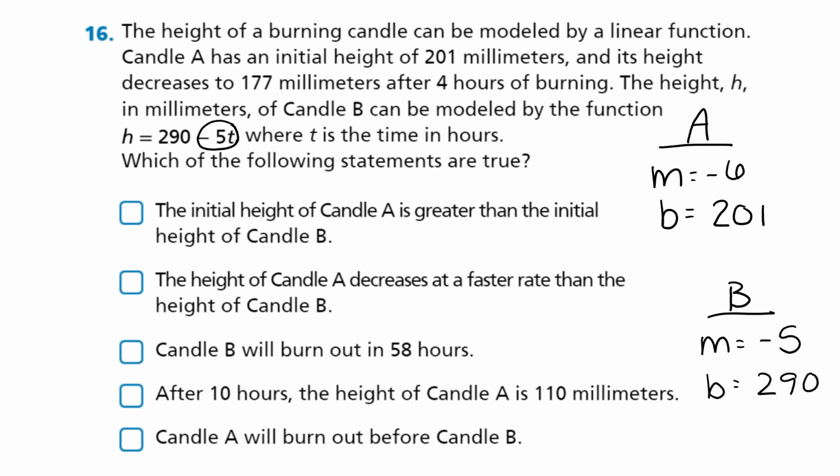So for our answer choices, it says which of the following statements are true, meaning there could be more than one. The initial height of candle A, 201, is greater than the initial height of candle B, 290. That is not a true statement. The height of candle A decreases at a faster rate, so -6 is decreasing faster than candle B. That is true. Candle B will burn out in 58 hours. So we're going to use the 58 hours to solve the equation. So -5 times the 58 plus the 290 where it started gets us a value of 0. So that's a true statement.